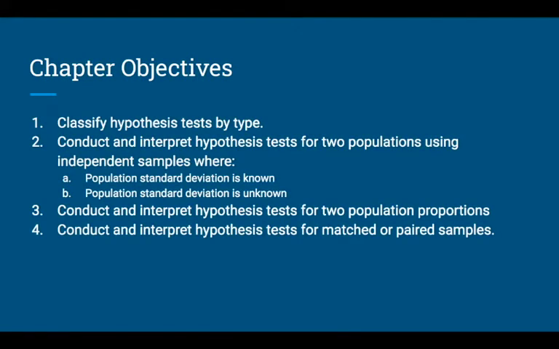So in this chapter, there's a lot going on. We're going to start out just trying to make sure that we understand what type of hypothesis test we're supposed to do in each scenario. And then we're going to do hypothesis tests for independent samples from populations. We're going to do it both with a known standard deviation and an unknown standard deviation. And then we're going to test hypotheses for proportions. And then we're going to do, kind of like the before and after example I was talking about a moment ago, we're going to conduct hypothesis tests for matched or paired samples.